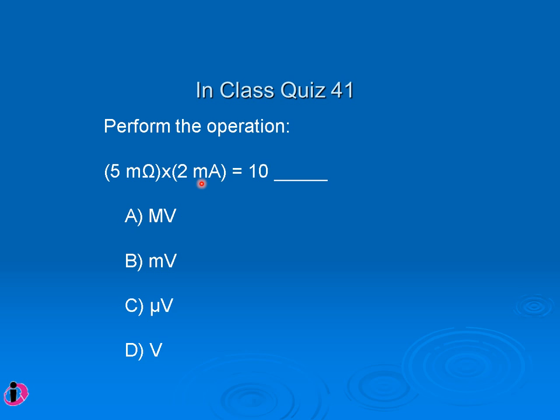Let's look at the last example here. Kilo times kilo, right? 5 times 3 is 15, but the prefix is what? Kilo times kilo. Kilo means 10 to the power 3. So 10 to the power 3 plus 3, 10 to the power 6. That is mega, right? The right answer is A.